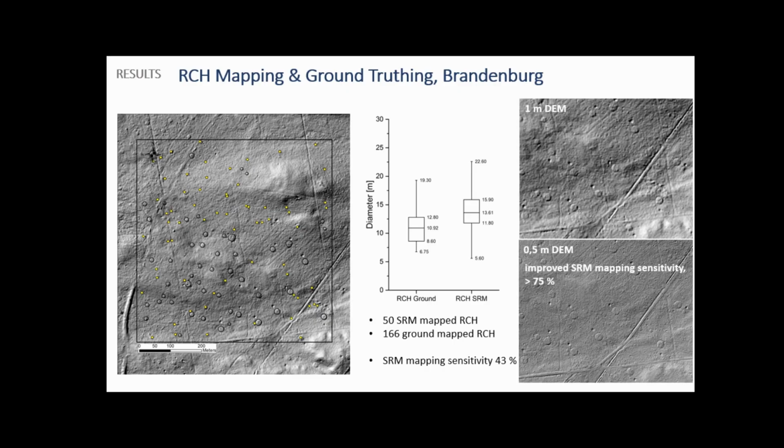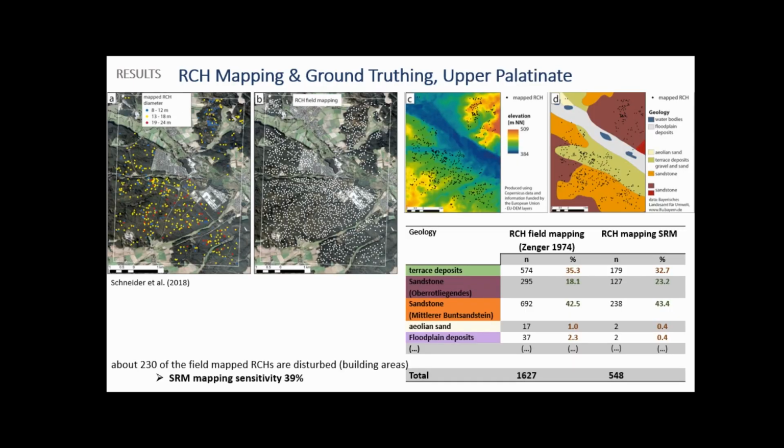We did this again here with a higher resolution DEM, which looks very, very good and seems to capture almost all the structures. Still, there are about 25% that you miss. Here's one example for the Northern Bavaria study site. We used an older field survey from the 1970s for ground truthing and compared our SRM mapping results to this.